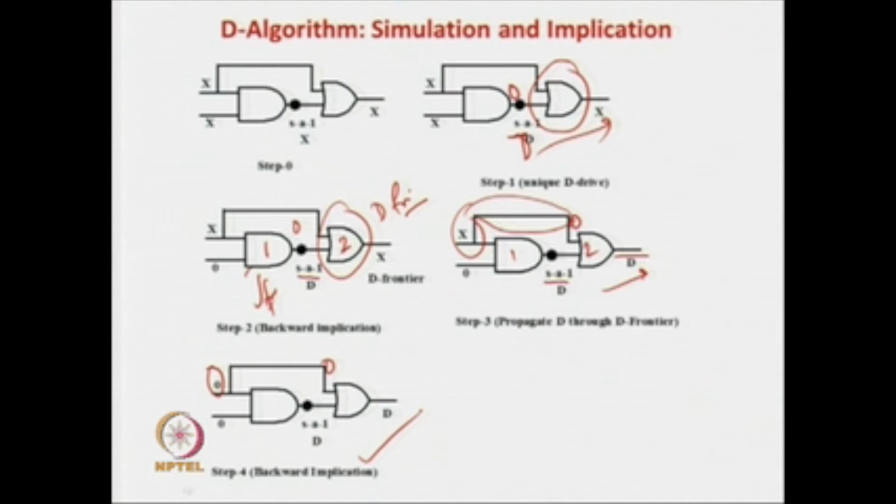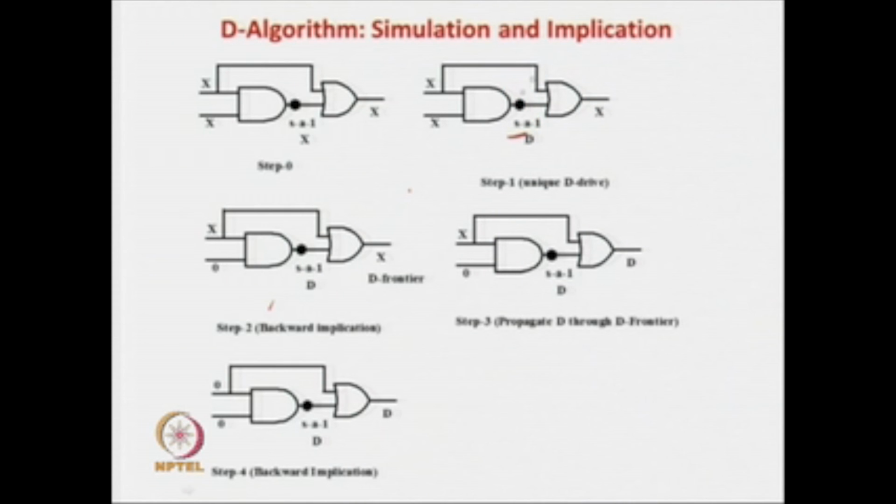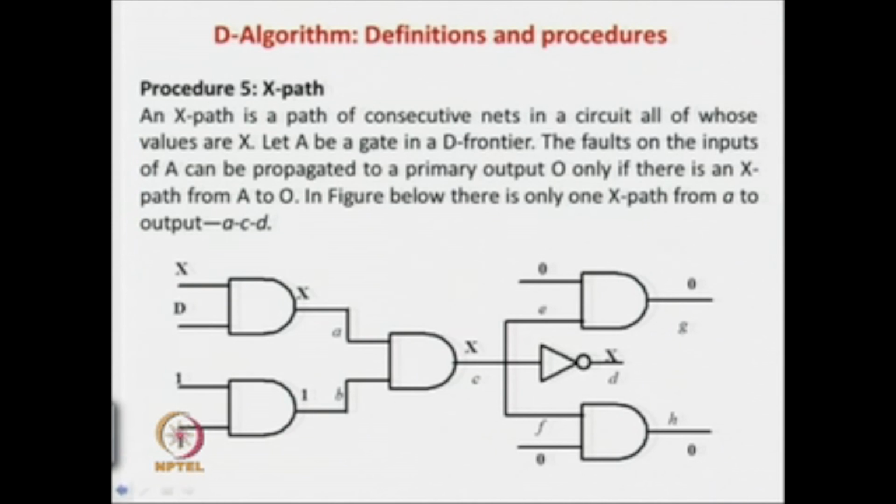So, this way it solves the problem of your implication, that we have already seen. This was the simple D algorithm, a basic idea of the D algorithm we have shown here. So, now we see that there was no inconsistency in this case. Okay. Now, so this was one example.